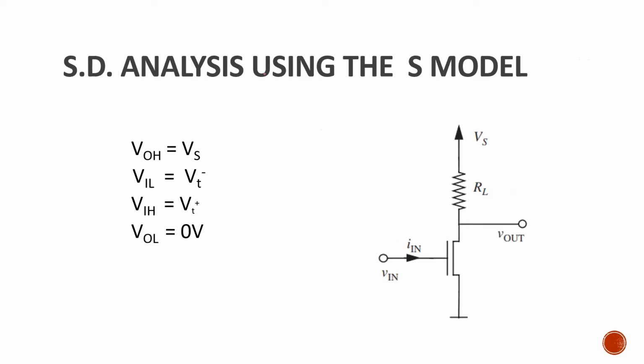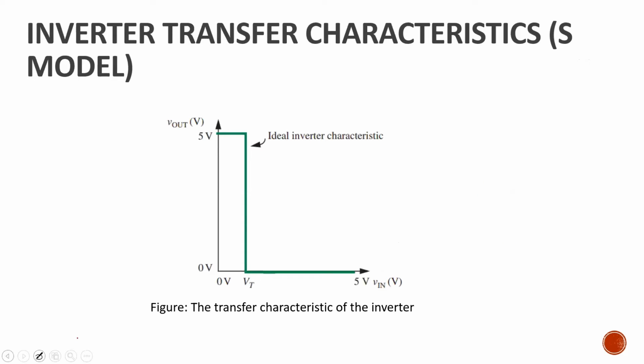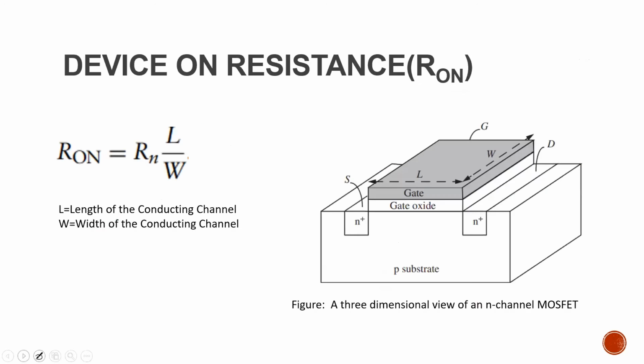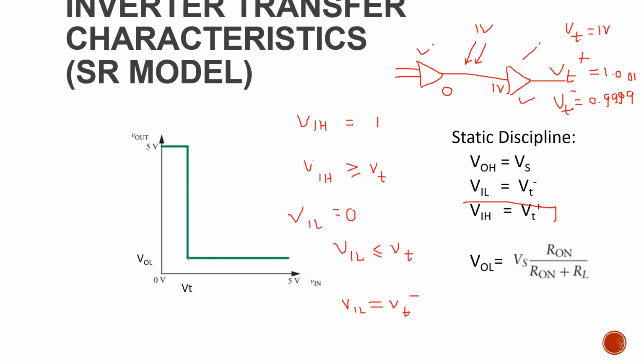See here, SD analysis using S model. Everything is same only except VOL. Here the VOL is different. That is the reason you can see the VI characteristics here. It is at the horizontal line, but whereas here in SR model, it has some particular value. See here. This is the difference, team.